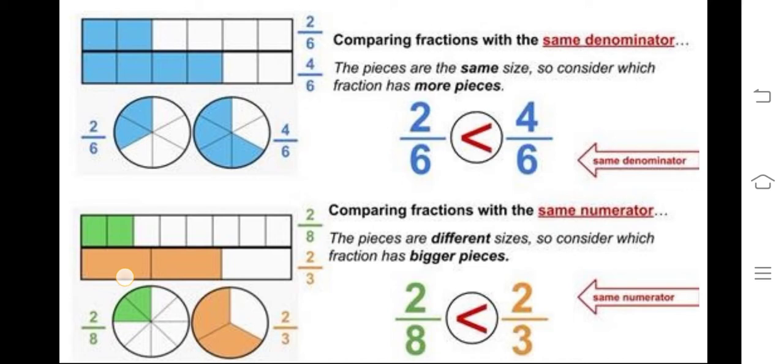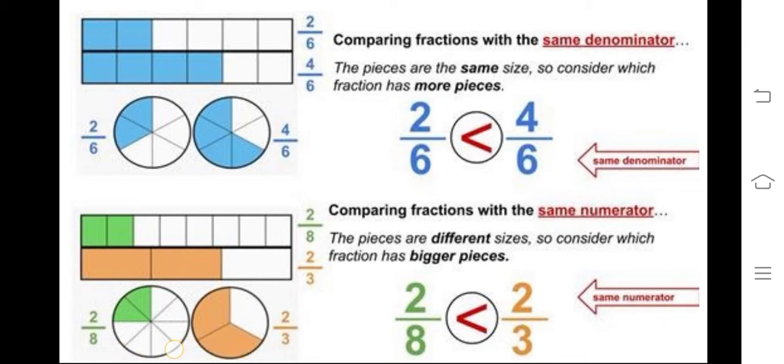When the numerators are same, again I am repeating, greater the denominator, smaller the value of the fraction. Smaller the denominator, greater the value of the fraction. See this, 2 by 8. You see which is greater children? 2 by 8 is less or greater than 2 by 3?